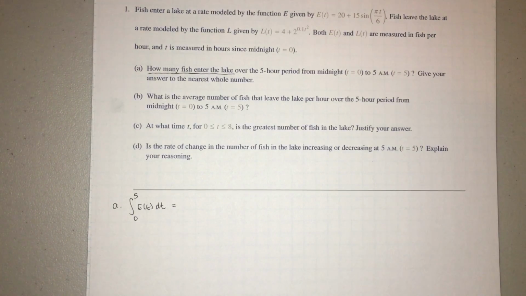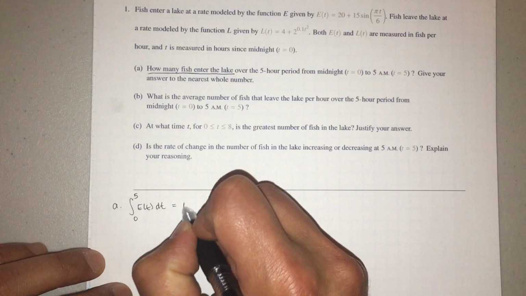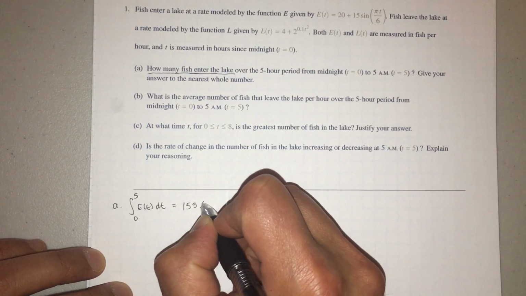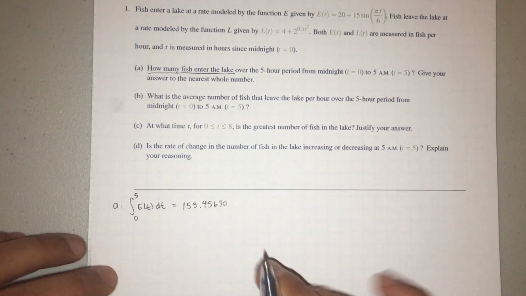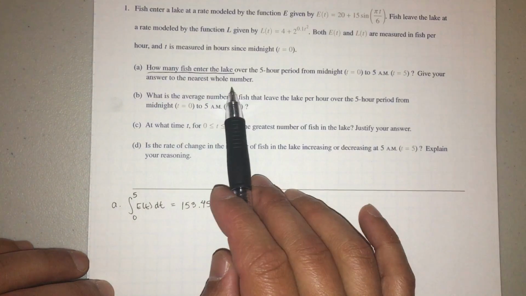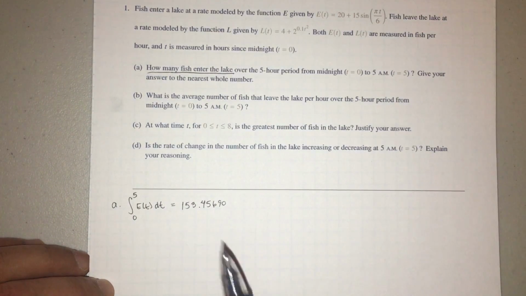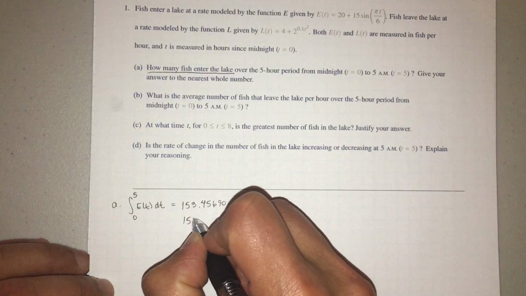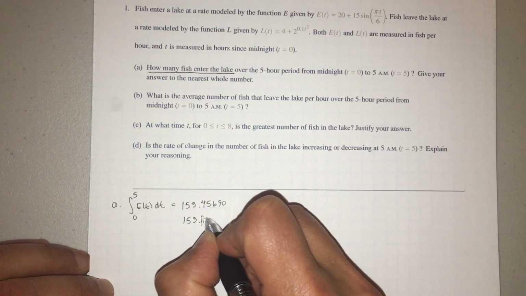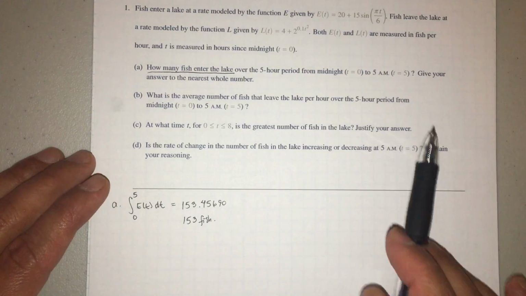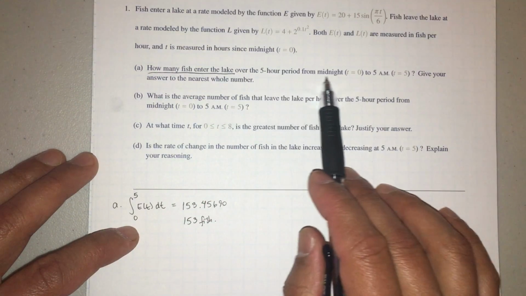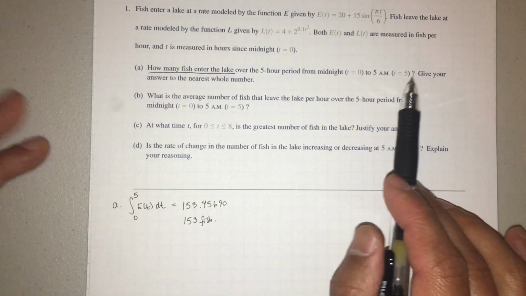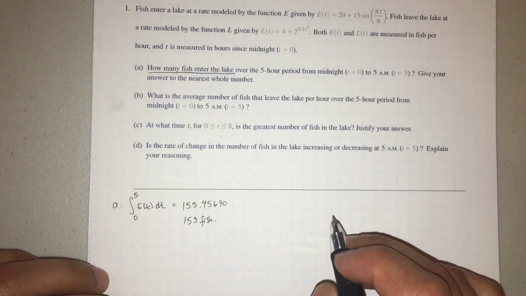And let me check what that one is. For that one, you should end up with 153.45, and so on. Now, look at it carefully. It says, give your answer to the nearest what? Whole number. So, that's not a whole number. So, you would end up saying it's 153 fish. And if you want to be specific, you say 153 fish enter the lake over the 5-hour period from midnight to 5. Depends how much you want to write. All right, and that's it, guys.